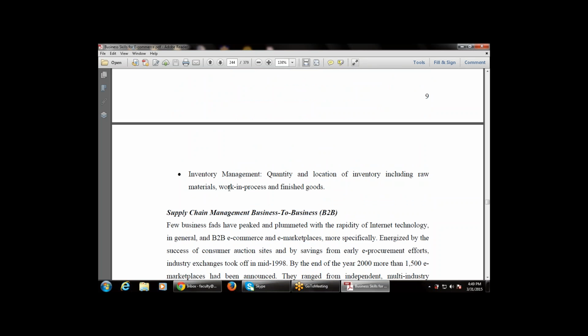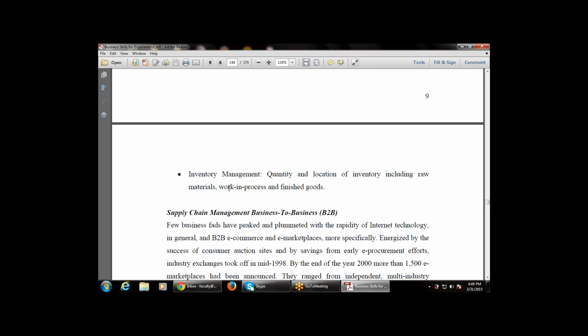Then inventory management. This is also a problem resolved by supply chain management. How to maintain the stock, how to maintain the inventory. That is the quantity and location of inventory, including raw material, work in progress and finished goods.